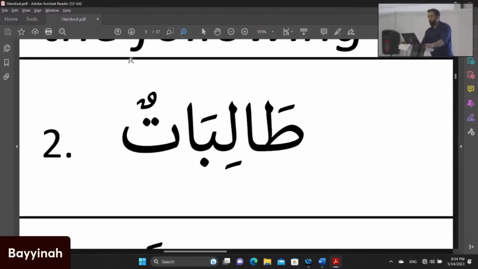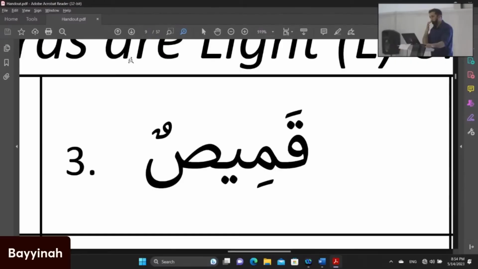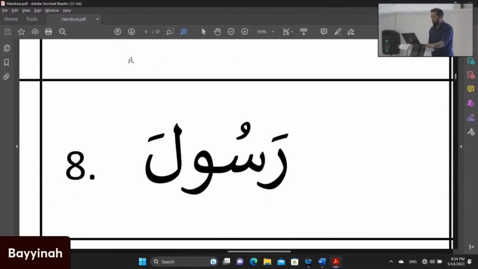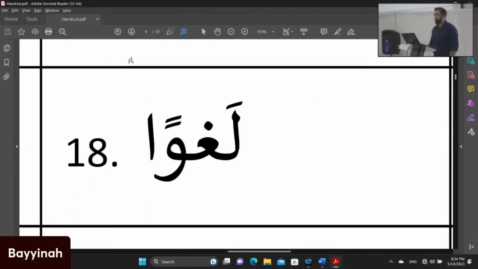Talibatun. Light version? Talibatu. Good job. Okay? Let's see if there's more. Qamisun. Heavy. Light version. Good. Rasula. Light. Heavy version. And if you were to write it, it would be Rasulan with an alif. Good. Rasulan. Nice. Asatiru. Heavy version would have been? Asatirun. Yes.